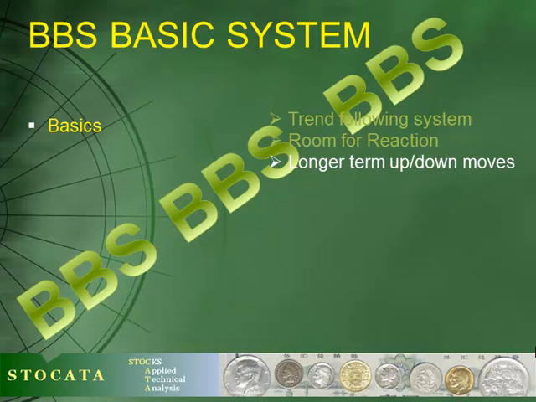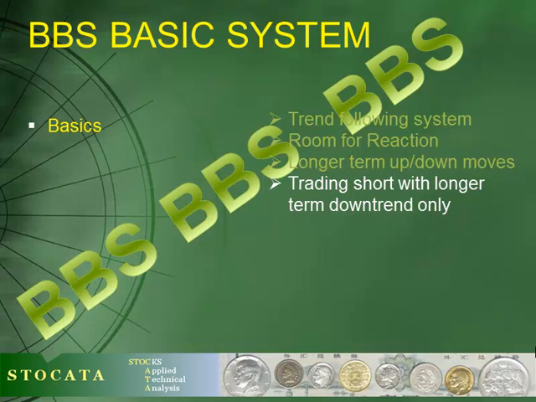In general, trading long or short with the trend following system will be profitable as long as price makes regular medium to longer term up or down moves. Trading the short-term downward corrections in an up move is not profitable. That is the reason why BBS will go for short trades during longer-term downtrends only.